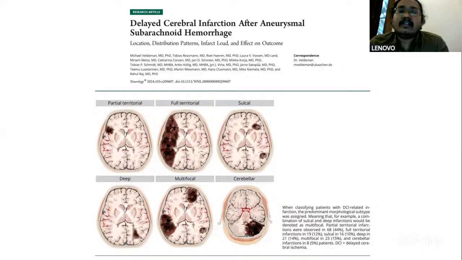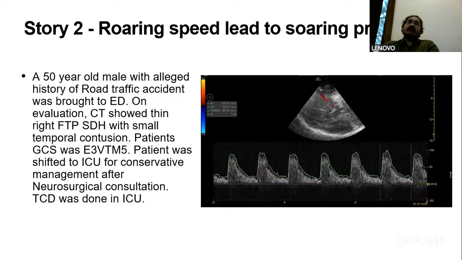From this study, we can appreciate that there is a heterogeneity in DCI. So we cannot label that DCI doesn't happen because of vasospasm, or that treating vasospasm alone is not giving us results, because DCI is a heterogeneous phenomenon. We need to phenotype these DCIs, and based on that, we would know much better whether it is contributed more by vasospasm or more by spreading depolarizations. So this is all about vasospasm.